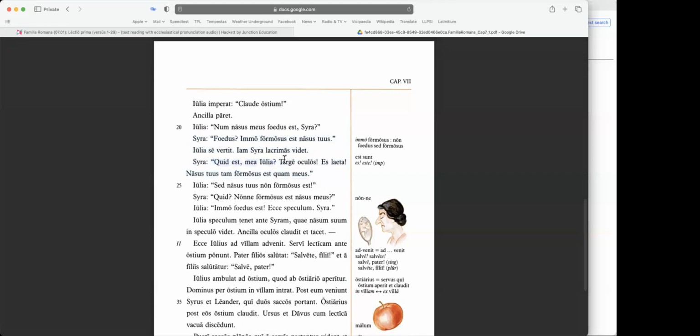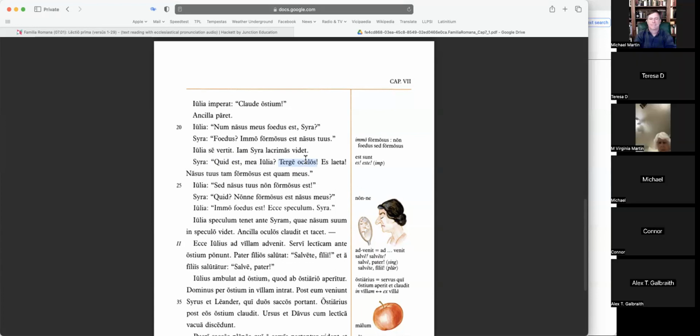Terge oculos: wipe your eyes, or dry your eyes, or clean your eyes. Terge has a couple of meanings there. Es laeta is be happy. Maybe we'll do the Don't Worry, Be Happy song someday in Latin. I was wondering if that was going to come up.